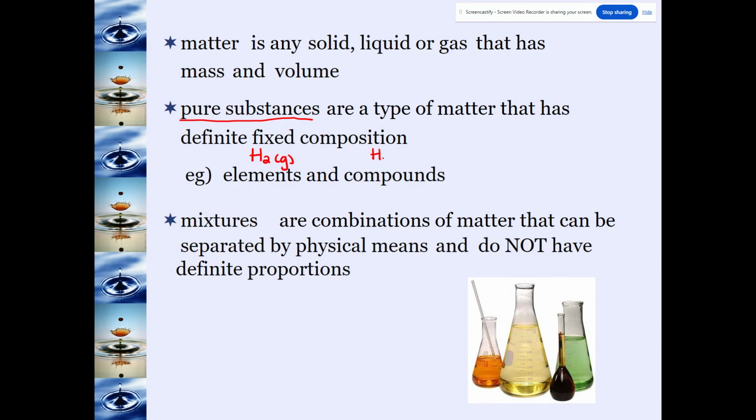Same with something like a compound of water. Water is H2O. If I were to add another oxygen to that to make H2O2, that becomes hydrogen peroxide, a completely different substance. Okay, so elements and compounds, when they're on their own, they are pure substances, and they have, again, these definite fixed compositions. Whereas a mixture, you can have any kind of amount of them being mixed together. There's no definitive amount that has to be together, and they can be separated by physical means. We'll talk today about some ways of separating mixtures.